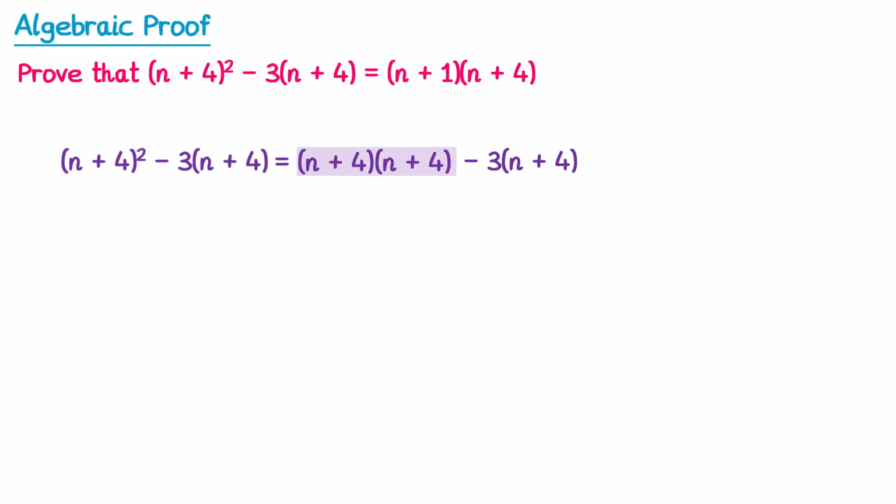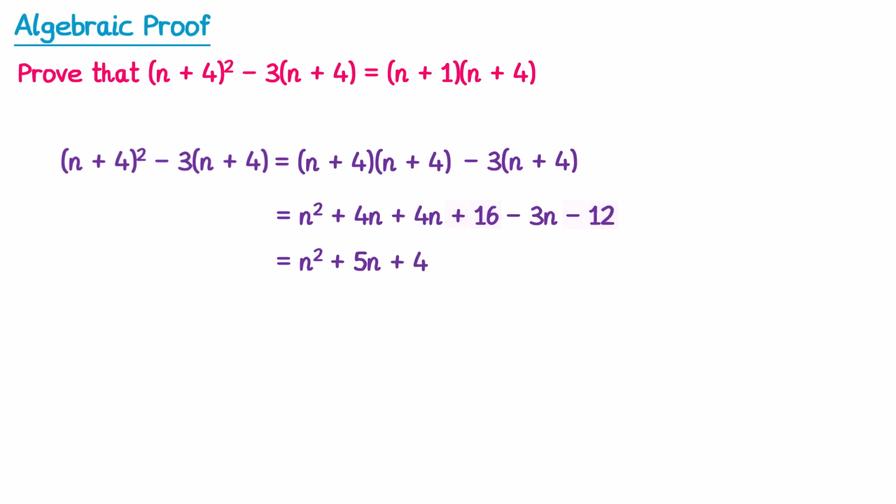To do this, we do n times n, which is n squared, n times 4, which is 4n, 4 times n, which is also 4n, and 4 times 4, which is 16. Then we can expand this single bracket here. Negative 3 times n is negative 3n, and negative 3 times positive 4 is negative 12. Now that this is expanded, we can simplify by collecting like terms. So we have n squared, and there's no other n squared, so it's just 1n squared. Then we have 4n plus 4n and subtract 3n. 4 add 4 is 8, subtract 3 is 5, so we have 5n. And then for the constants, we have 16, subtract 12, which is 4, so plus 4.